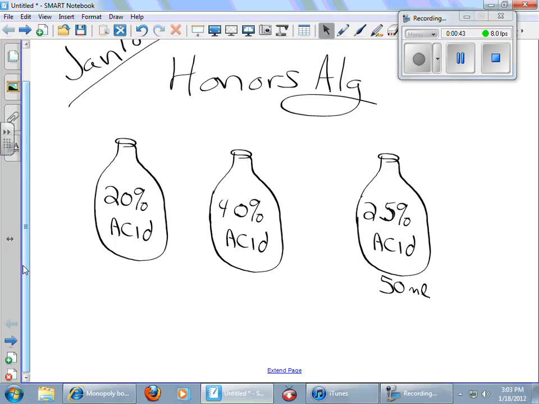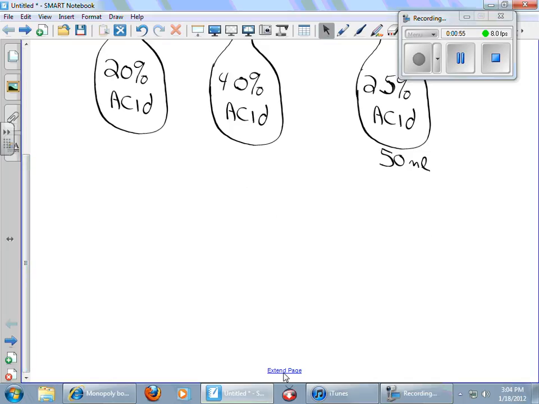How many milliliters should he mix from each bottle to make 50 milliliters of a 25% acid solution? All right, I'm going to go ahead and pause it. I want you to try to solve it on your own, and when you're ready, you can unpause it. I'll give you a hint. You probably want to start by making a table.